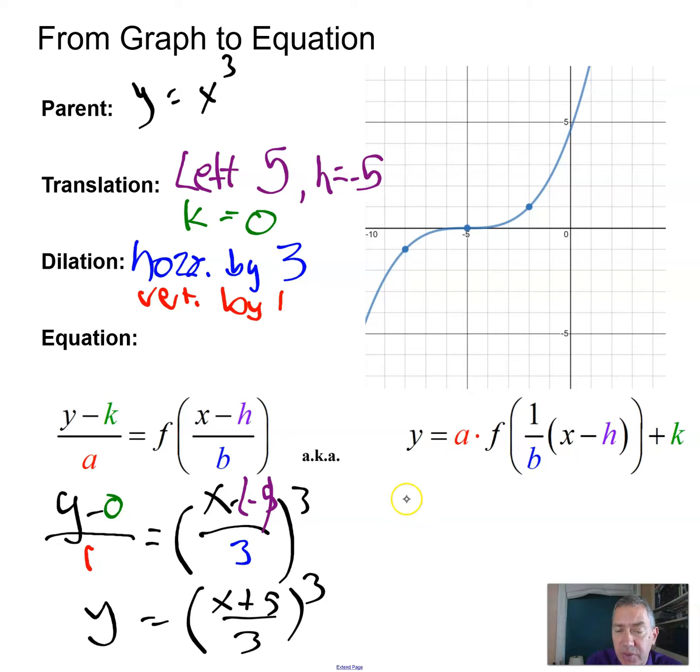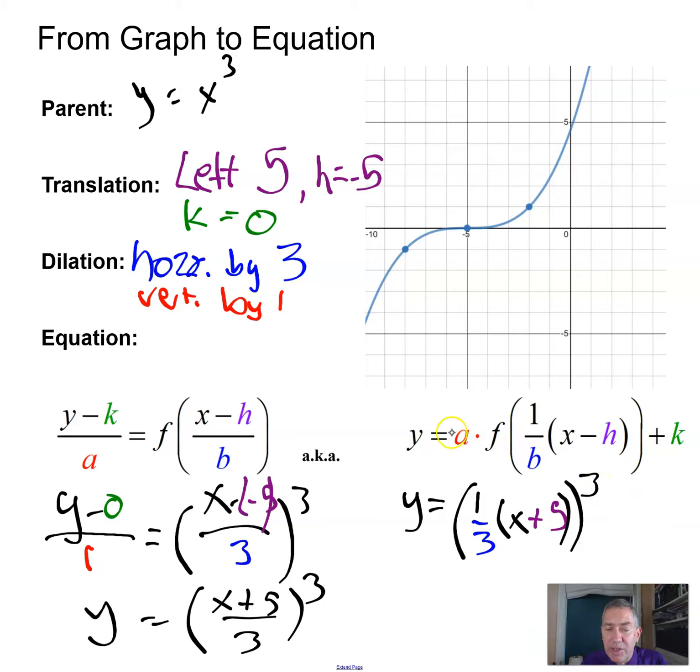Again, if you prefer this version, we could call it y equals a is 1, function is cubed, we have 1 over 3 times x minus h, and x minus -5 is the same as x plus 5. And that is cubed. Plus k is 0, so plus 0, we don't really need to add plus 0. You see that it's an equivalent equation written slightly differently. Whichever version you like, whichever path you like to take to get there is okay. You make your choice. Thanks very much.